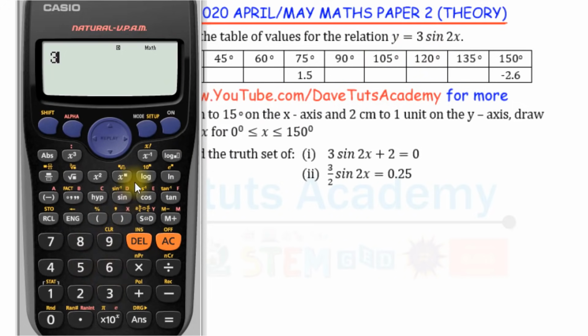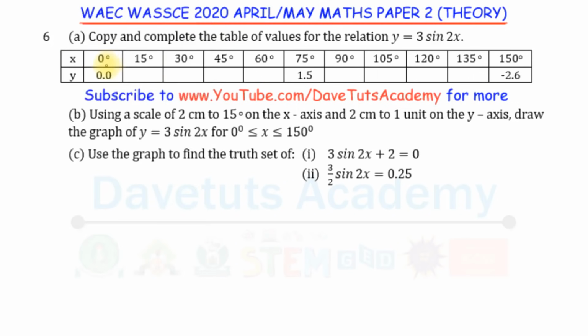We have 3 sine 2 times. Now, we need to input the values of x as we are given on the table. Like in the first case, we have x is 0, so it is 2 times 0. So I can close the bracket and say this is equal to what? It is 0. And you can see as it was given on the table, we have the value of y to be 0 when x is 0. So that was given already and we don't have any problem with that.